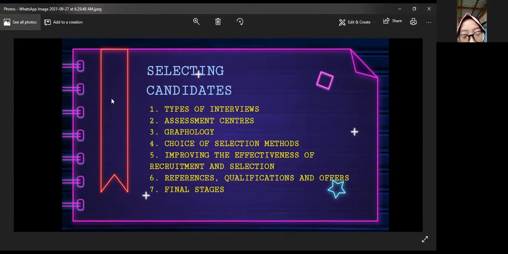So these seven points will be explained by me. The first is types of interview, the second is assessment centers, the third is graphology, the fourth is choice of selection methods, the fifth is improving the effectiveness of recruitment selection, the sixth is references, qualifications, and others, and the seventh is the final stage. Next slide, please.